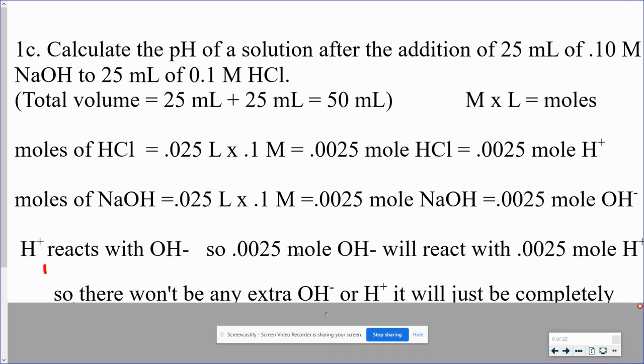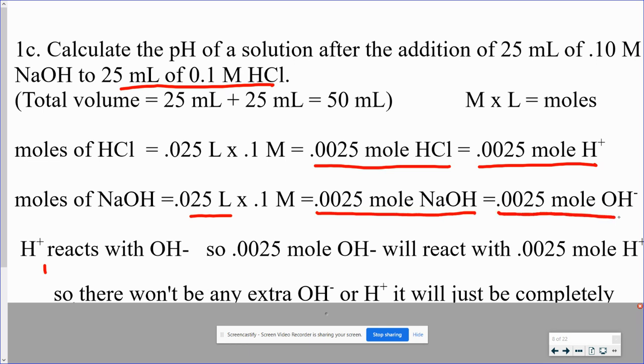Okay, next, I'm going to continue to add NaOH. So again, I have 25 mL of acid still in there. That hasn't changed, but now I've added more base. So I still have 0.0025 moles of HCl, 0.0025 moles of H+. Now that I've added 25 mL of NaOH, I've now added 0.0025 moles of NaOH, which is 0.0025 moles of OH-.